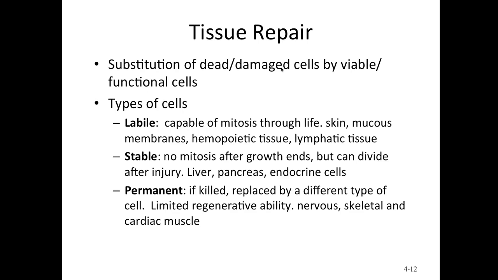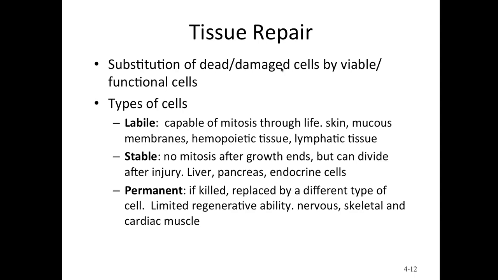We have some cells that are stable, meaning they don't go through mitosis after you finish growing, so in your adult life. But they can go through mitosis and divide after you've been injured. So these would be cells in the liver, pancreas, or endocrine cells. And our last classification is permanent. So that means if they are killed, they are replaced by a different type of cell, and they have limited regenerative ability. So this includes nervous cells in your nervous system, skeletal, and cardiac muscle.